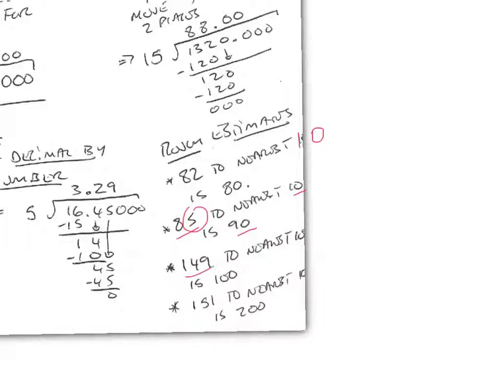149 to the nearest 100 is 100. 150 to the nearest 100, or 151, would be 200. And here we go, here's an example: 151 to the nearest 100 is 200.